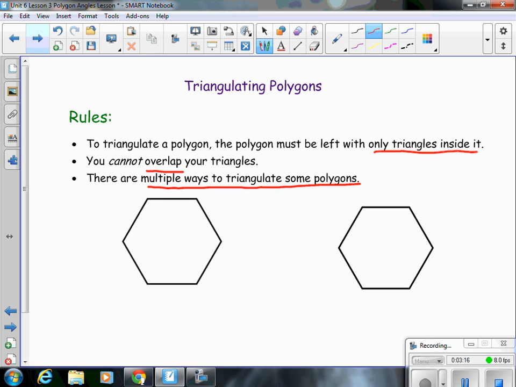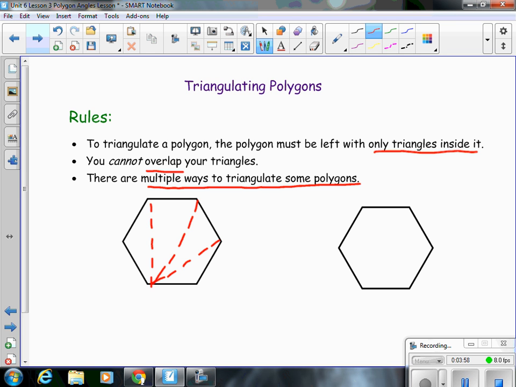So I'm going to show you an example of this. We have 2 hexagons here, and I'm going to show you 2 different ways to triangulate these. So I could do this, and unfortunately I'm on the smart board, so it looks a little bit goofy. It should be really lined up with each vertex, each corner, but you know how the smart board is, sometimes it doesn't land right where I want it. So we would have 4 triangles in this hexagon. So that's one way to do it.